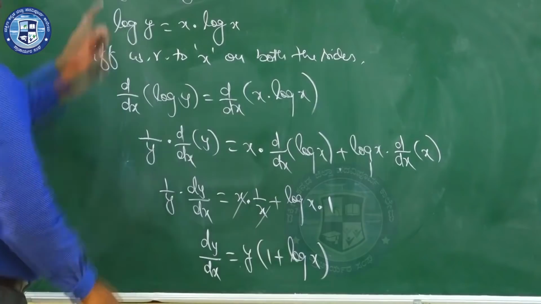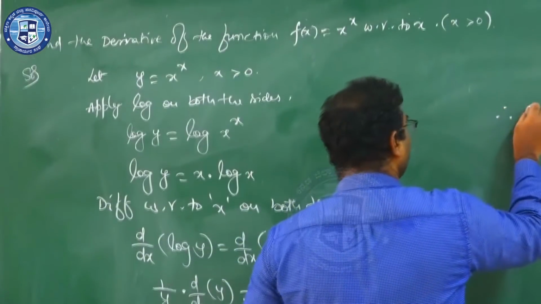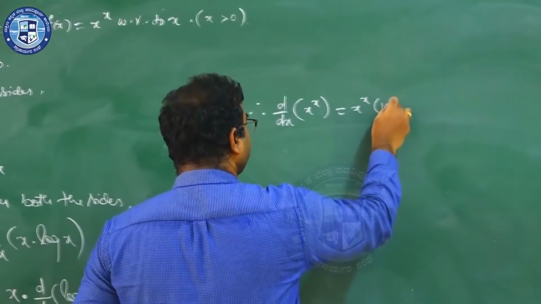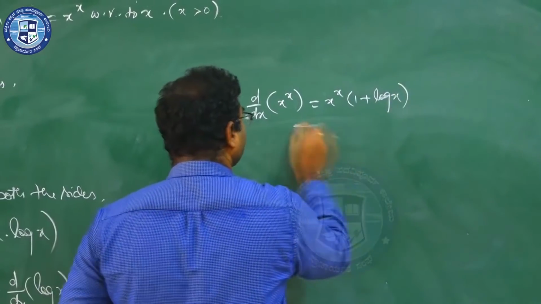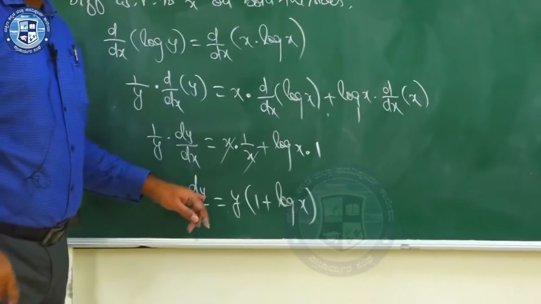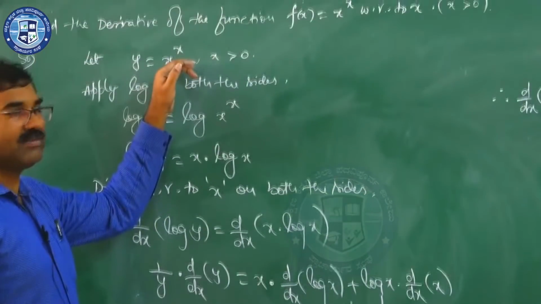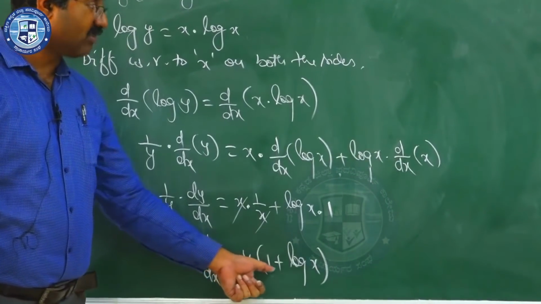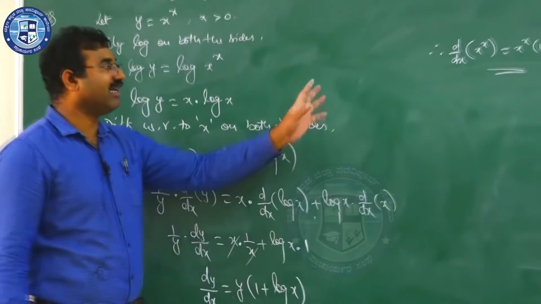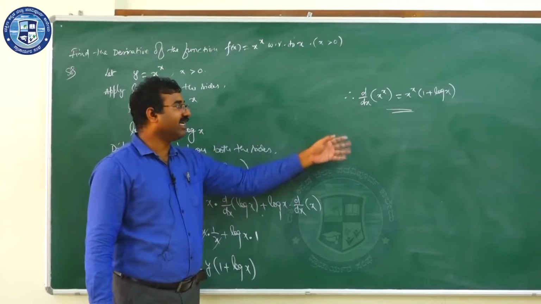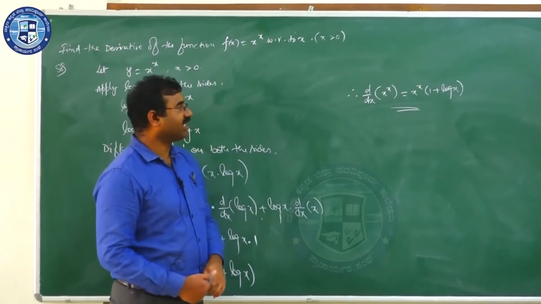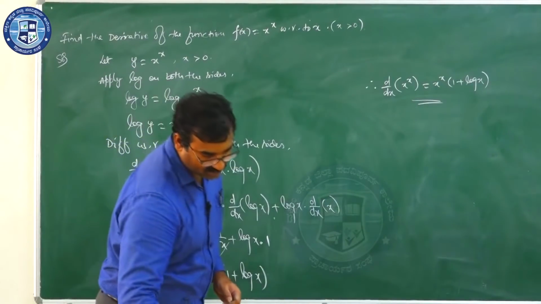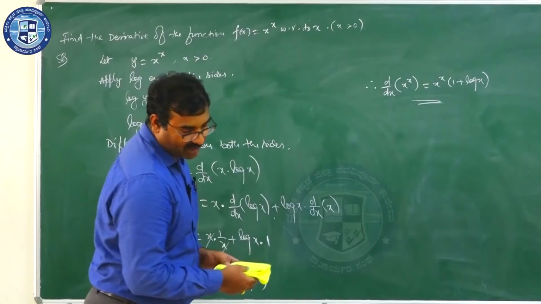What is y? x power x. Therefore, we are getting d by dx of x power x is x power x into 1 plus log x, because y is x power x. I just substituted here. It is like a formula also, you can remember it for CET, it is an important one. d by dx of x power x is x power x into 1 plus log x. Now we'll see a few more problems based on this type.